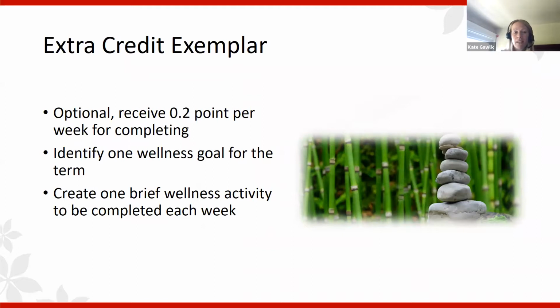So this is an example of how I've integrated wellness using extra credit. This is a completely optional opportunity for students. For every week, so for the 14 weeks, they receive 0.2 points for completing the wellness assignment. At the beginning, we have them identify a wellness goal for themselves for that semester, and they put the wellness goal into a Dropbox. Then every week, we have Dropboxes that have a brief wellness activity, and they have to complete those each week.